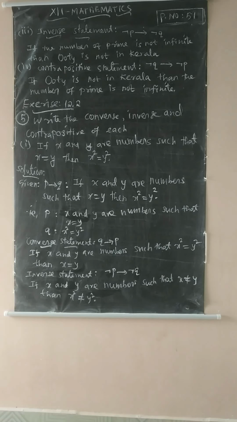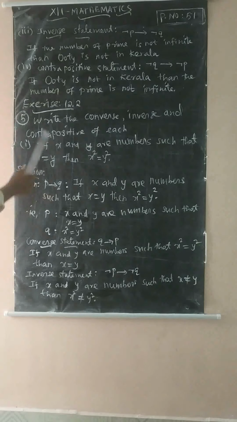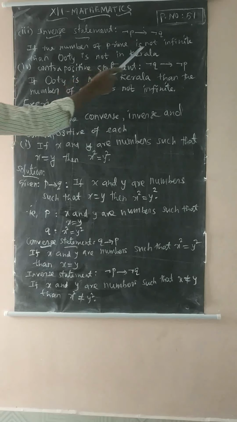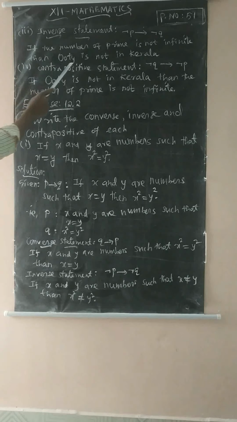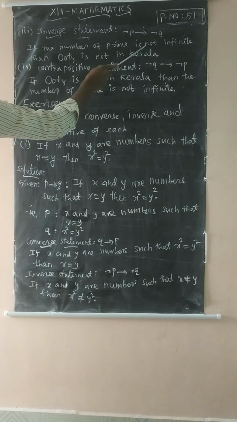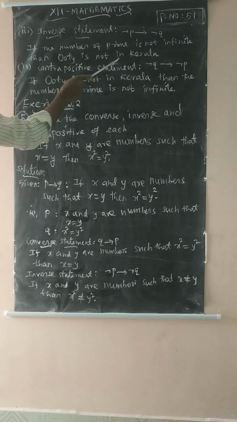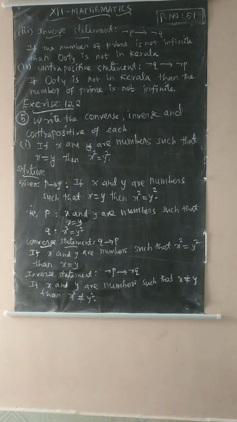Students, now see the third one, inverse statement. Negation P conditional to negation Q. If the number of primes is not infinite, then Ooty is not in Kerala. Negation means put not. Here negation Q means the Q statement with not. That is the inverse statement.